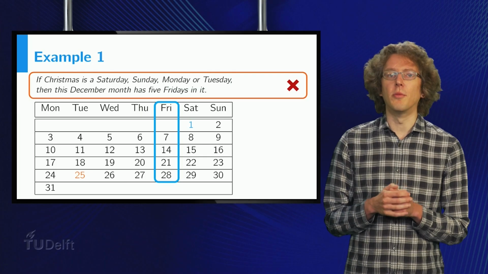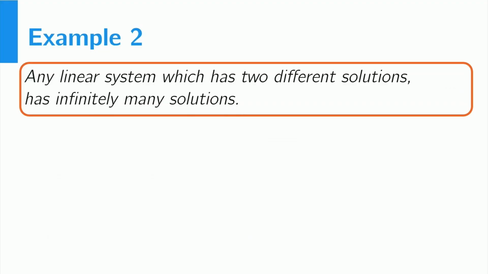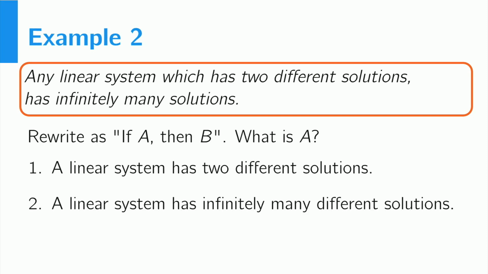Let's now take a look at a more mathematical statement. Any linear system which has two different solutions has infinitely many solutions. This statement about linear systems is of the form if A, then B. What is statement A?